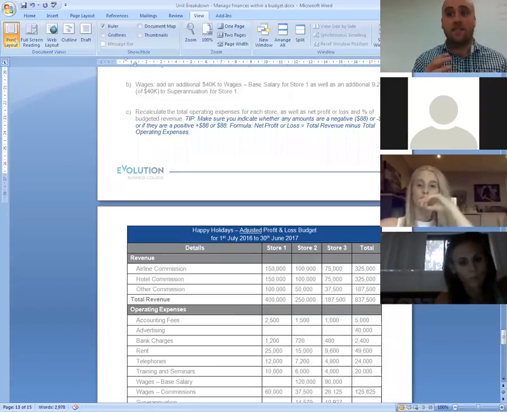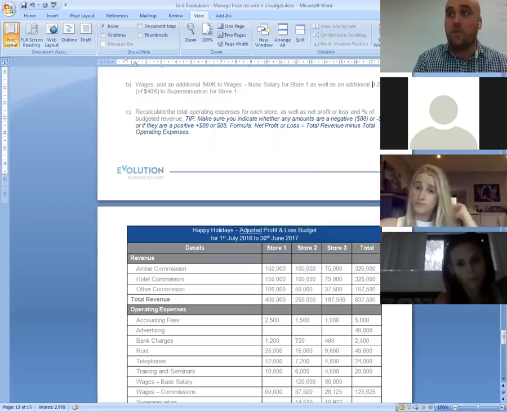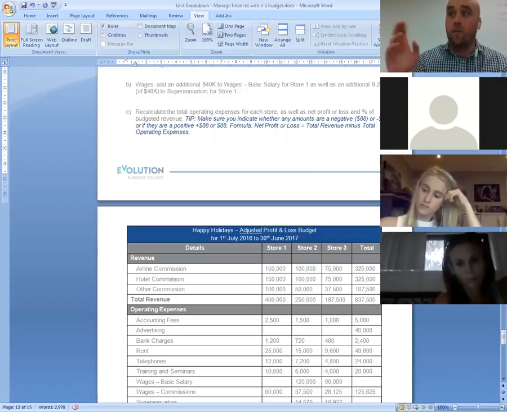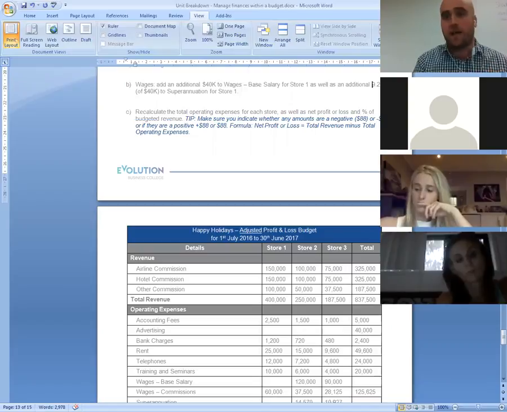For anyone who hasn't done percentages in a while, if you want to work out what 9.25% of 40,000 is, it'll be 0.0925 multiplied by 40,000. So again, if you do have a bit of trouble with the math, or you've just been out of it for a while, let me know. More than happy to help you with the numbers.